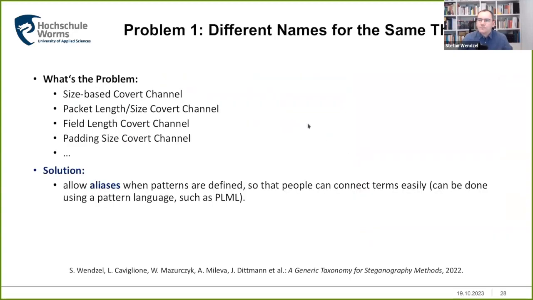So what we can do in computer science is to use aliases in, for instance, a pattern language such as PAL-MAL. For instance, if we modulate packet sizes, then in the literature we find terms such as size covert channel, packet length covert channel, field length, padding size, or padding covert channel, and so on. It's just a few examples here. And with aliases, we can at least say, okay, they all belong to the same pattern.